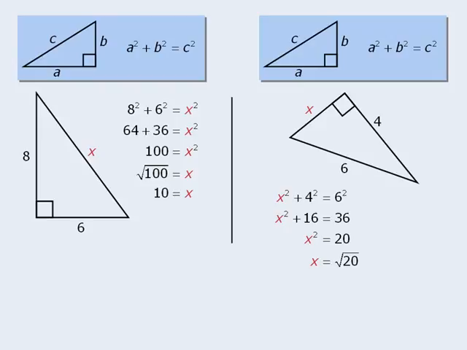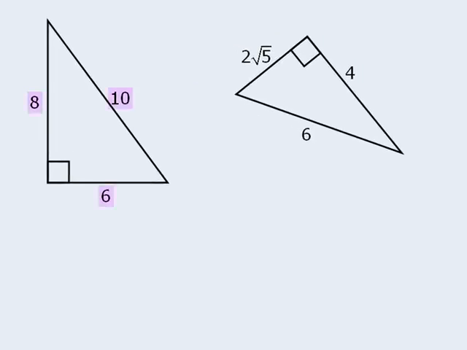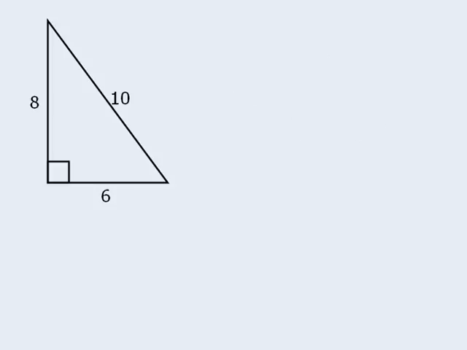At this point, we can simplify the square root of 20 by first rewriting it as root 4 times root 5. And since the square root of 4 is 2, we can see that x is equal to 2 times root 5. Okay, now let's take a closer look at these two right triangles. Notice that the lengths of the first triangle are all integers, but in the second triangle, one of the lengths is 2 root 5, which is not an integer. Now, we are particularly interested in right triangles such as this, where the lengths of all three sides are integers.